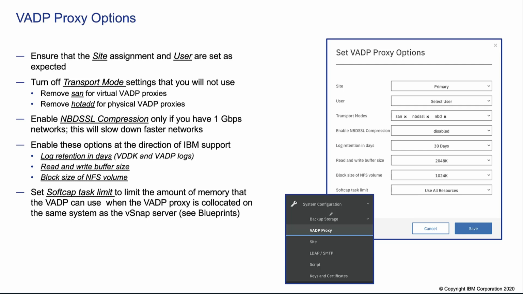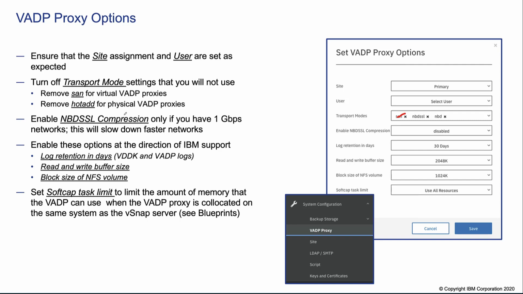Now, real quick, if you look at the VADP proxy, you'll see there are a number of options. The good news is most of these you don't have to worry about unless you're instructed by support to change them. But you want to make sure the site assignment is correct, that the VADP proxy you believe is backing up your primary or secondary site has the correct assignment. You want to turn off transport modes that you know you're not going to use, so the software won't try to select them. So if you're using a virtual VADP proxy, you can't use SAN. Just cross this off and eliminate it from the transport modes.